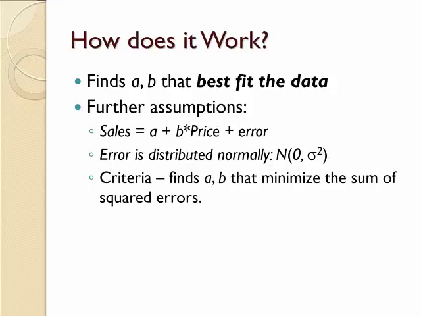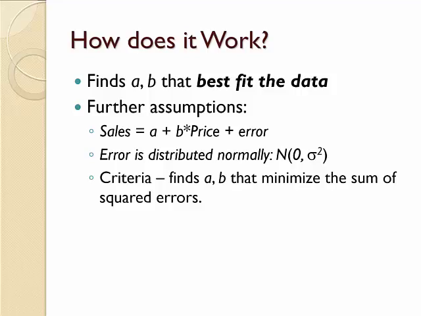In order to find a and b to best fit the data, we must first ask, what does it mean to best fit the data? What do we mean by best? To answer this question, we need to understand some additional assumptions of the regression model. When we are trying to estimate this relationship, sales equals a plus b times price, there is going to be some error.